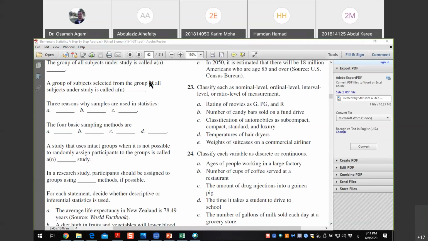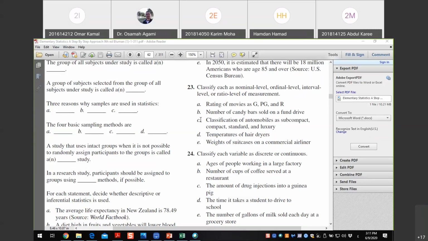Number C. Classification of automobiles, nominal. Nominal or ordinal? No, sorry, ordinal. Because you can order them, right? Yeah. And this is like cars, number 1, number 2, number 3.